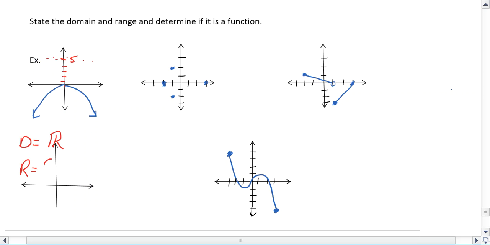So our range is going to have some limits. So the range is the set of all y's such that, if it starts existing at 0 and it exists all the way down to negative infinity, we could say that y is less than or equal to 0. There is no lower limit. It just keeps going down. So now we have stated the domain and range. We need to determine if it is a function, and any vertical line I can draw is only going to cross once, so we'll say yes, it's a function.